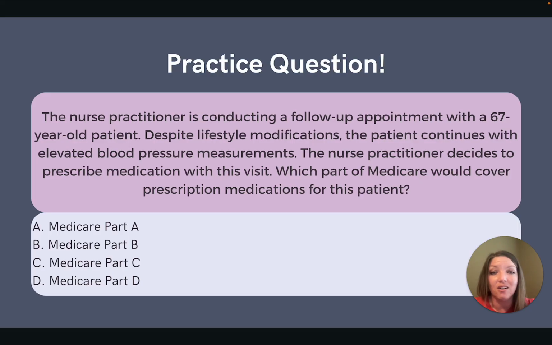Here is the scenario. The nurse practitioner is conducting a follow-up appointment with a 67-year-old patient. Despite lifestyle modifications, the patient continues with elevated blood pressure measurements. The nurse practitioner decides to prescribe medication with this visit. Which part of Medicare would cover prescription medications for this patient? So our options here are Medicare Part A, Part B, Part C, or Part D. Do you remember which one covers prescriptions?